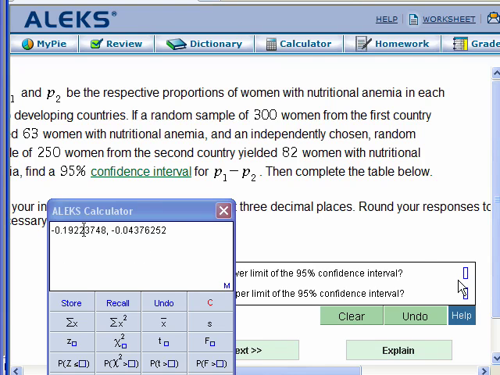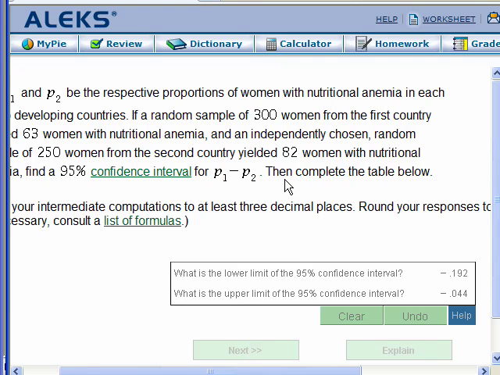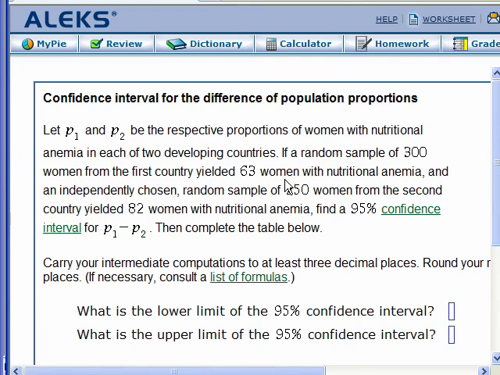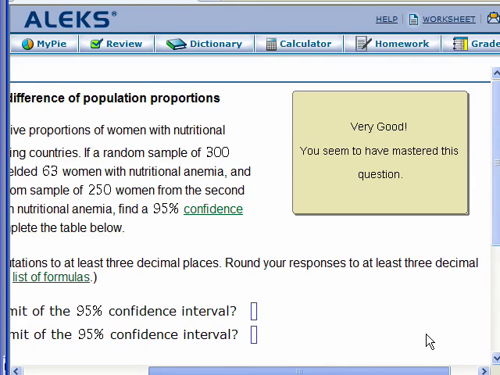So let's go ahead and put those in. Negative 0.192 and then a negative 0.044. And let's make sure I round it correctly. 0.192, go to 3, one more, yes. Yippee! Our favorite thing. Very good.